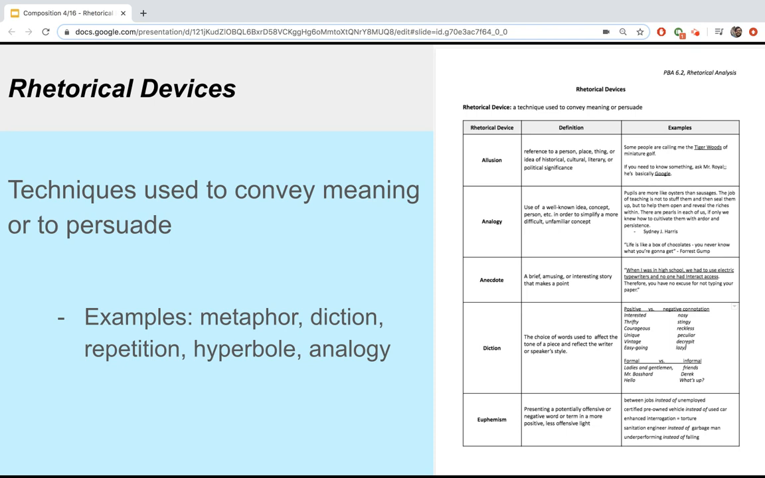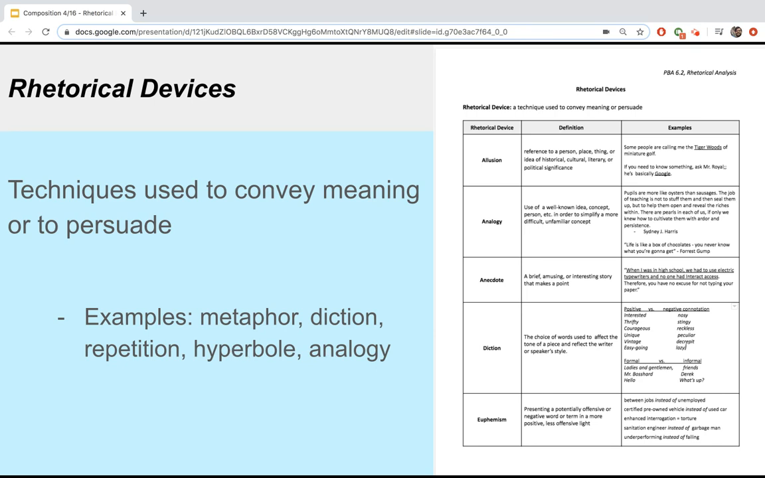I gave you a brief document today, but this is a document that honestly you could add to as the year goes on and even next year as we continue to study this. Examples of rhetorical devices include some terms that you've heard before, also maybe some words you have not heard before. Examples include metaphor, diction, repetition, hyperbole, analogy.